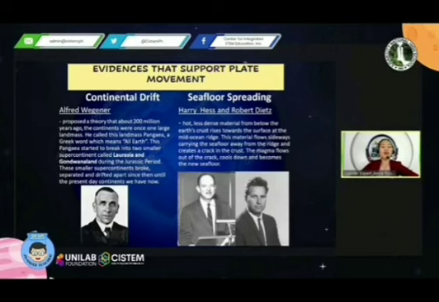Continental drift was proposed by Alfred Wegener. You pronounce it as Wegener. So Alfred Wegener was the one who proposed the theory of continental drift. And another key figure here is Harry Hess, together with his team member Robert Dietz. Together they worked as a team to come up with the theory of seafloor spreading. We'll explain this one later. All right, so let's start with the first evidence that supports plate movement.